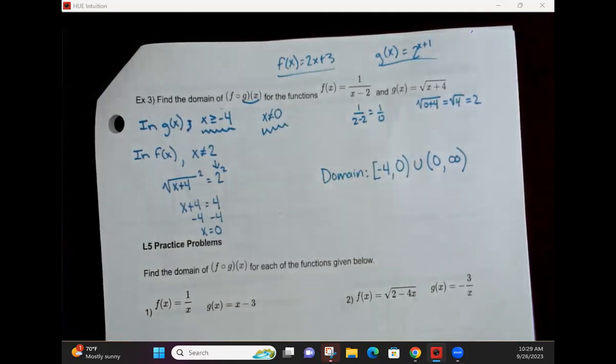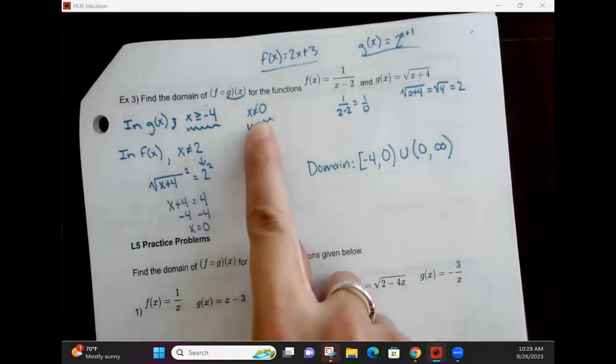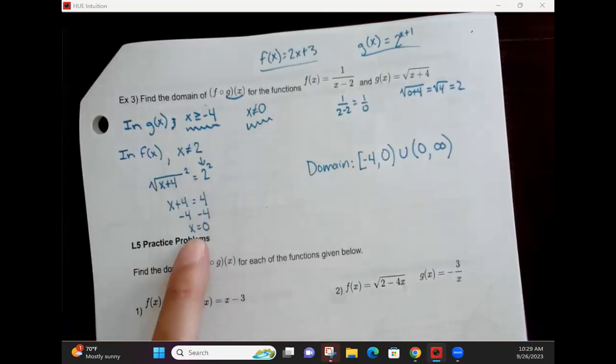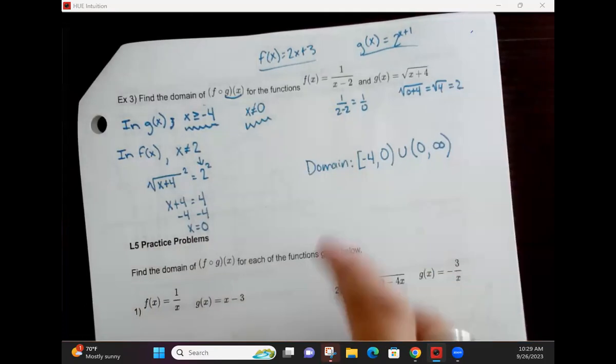Questions for me for today? Domain of composites. Okay. Your practice problems are at the bottom of page 24. Take your time. Be careful with your work. And I suggest you check your values. If I go through and decide that x can't be 0 based on f of x, go back, plug it in, check it.